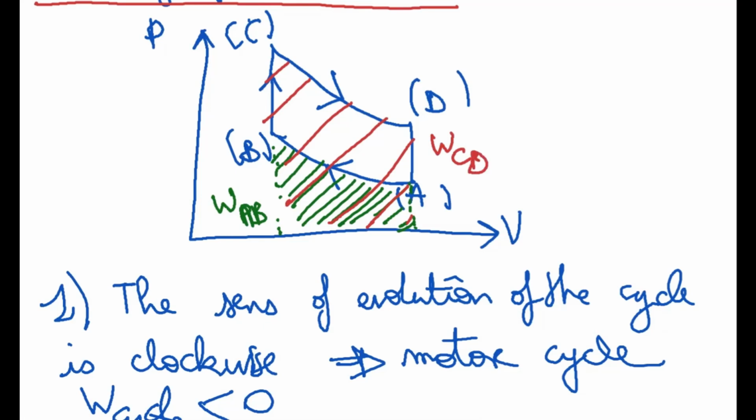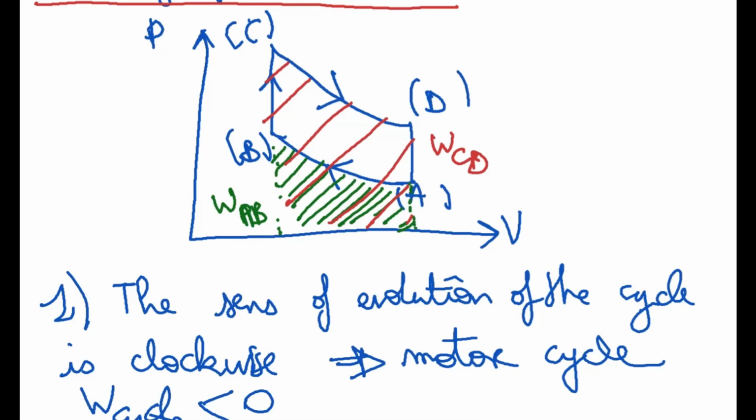And then for the transformations BC and GA, if you want to represent the area below the curve, there is no area because it's a straight line. So if it's a straight line, there is no area between the line and the abscissa. So what is the reason for that?